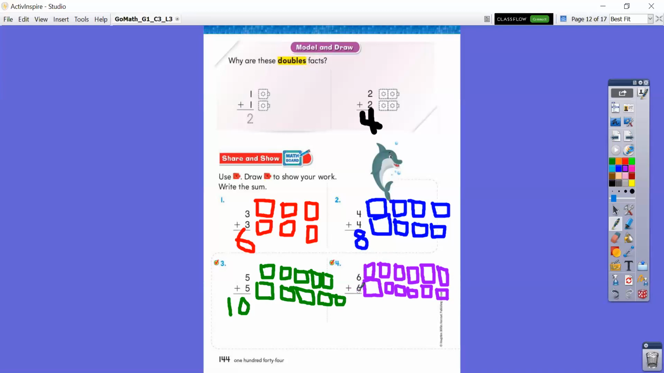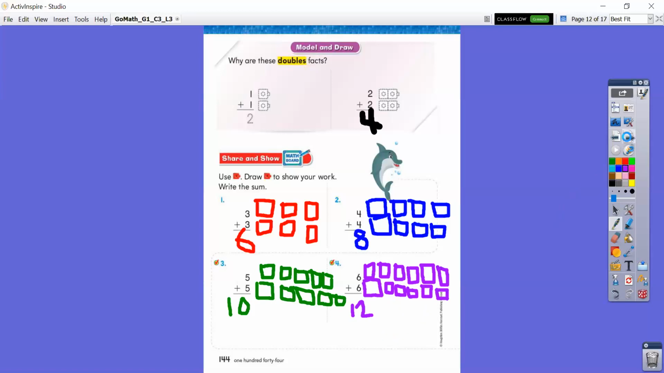6 plus 6. Let's go back and count them. 1, 2, 3, 4, 5, 6, 7, 8, 9, 10, 11, 12. So our answer is 12. So there you have it. There we have some practice addition with doubles facts.